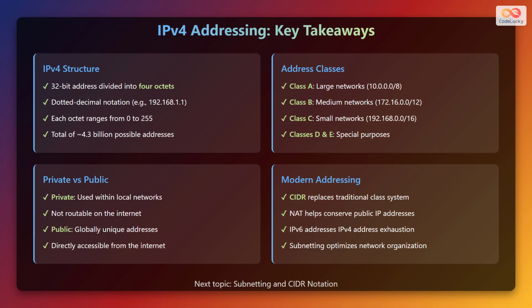And lastly, modern addressing. CIDR, which is classless inter-domain routing, replaces the traditional class system. NAT, or network address translation, helps conserve public IP addresses. IP version 6 addresses address IP version 4 address exhaustion, and subnetting optimizes network organization. That is all for this presentation. Our next topic will be subnetting and CIDR notation.